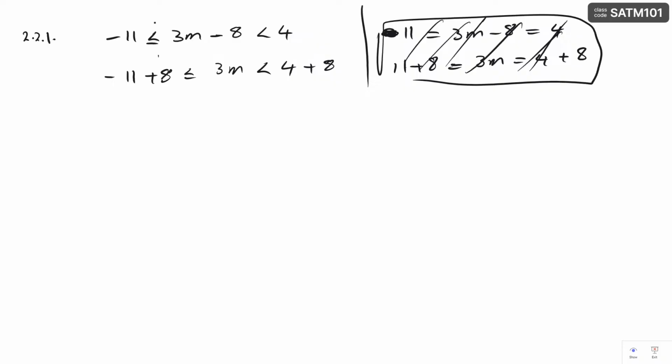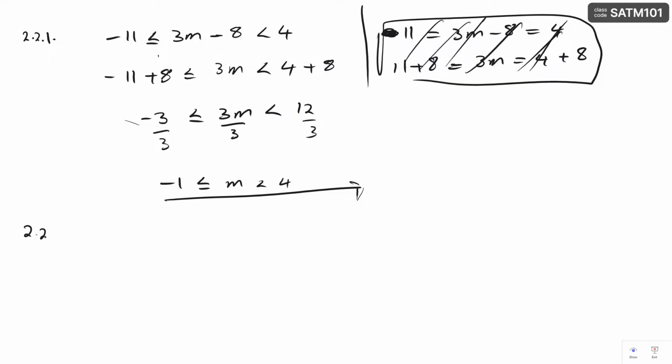So now we are going to say negative 11 plus 8 is what? It's negative 3. This side is going to give us 8 plus 4, which is 12. Now we're going to divide here by 3, and divide here by 3. Even when dividing, you divide everywhere. So it is going to be negative 1 less than or equal to m less than 4. So this is the inequality.